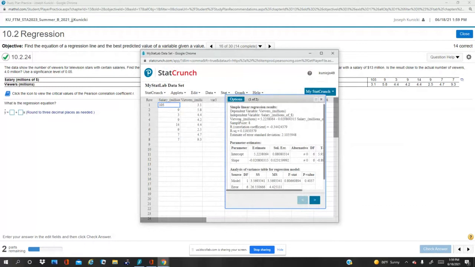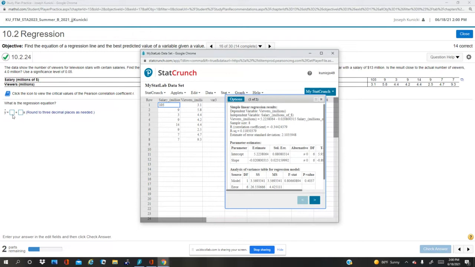You can see viewers is the y, so y equals 5.224, since they want 3 decimal places, and then minus 0.021 of the salary, which is the x. Or you can look down here, intercept and slope. You can just read them off of here. I'm going to write those down. The intercept is 5.224, and the slope is negative 0.021. They want 3 decimal places once again.